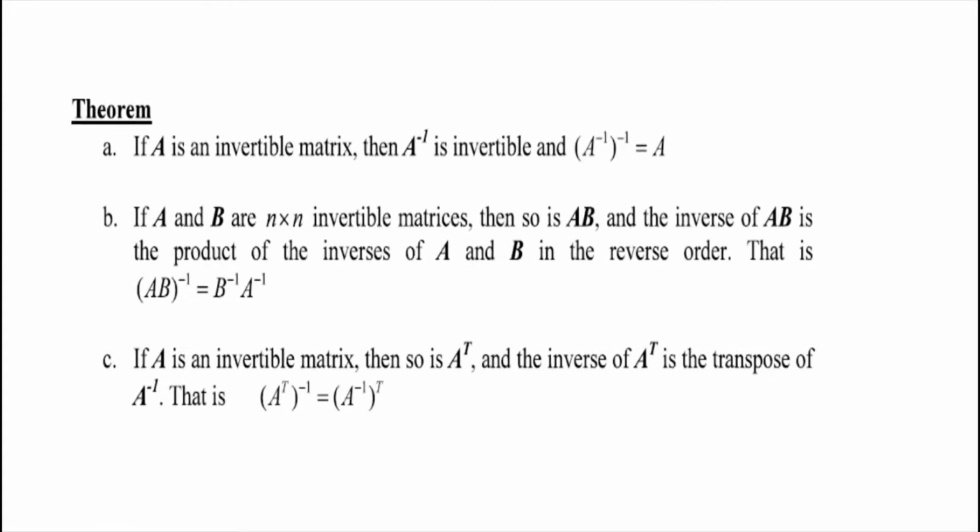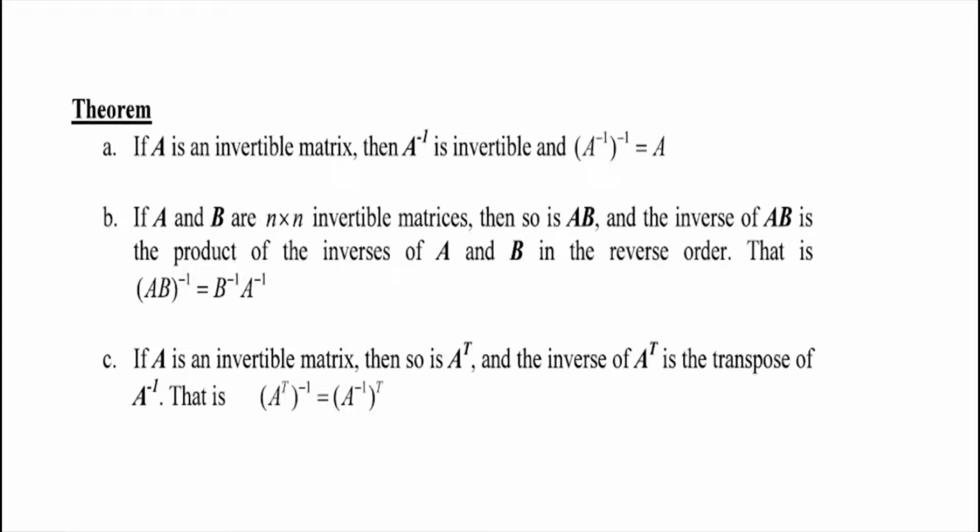This is the theorem which has 3 parts. The statement says that if A is an invertible matrix, then the inverse of A is invertible. If A is invertible, then its inverse is also invertible. And the inverse of the inverse of A is equal to A.